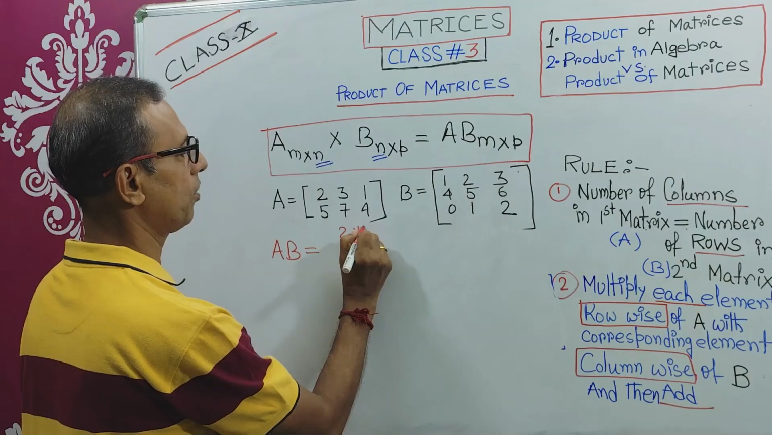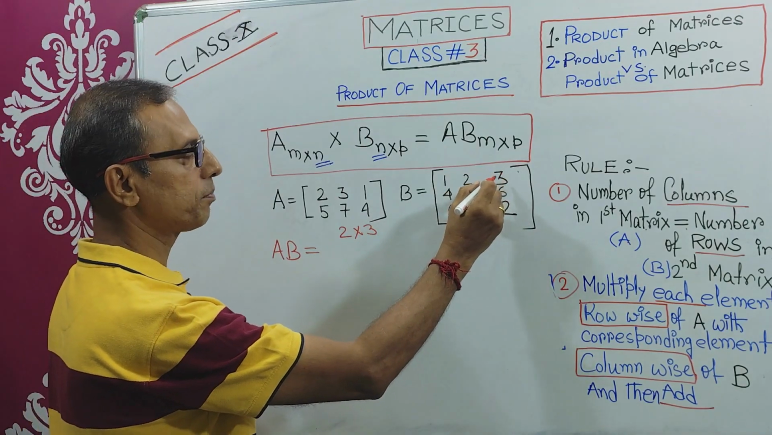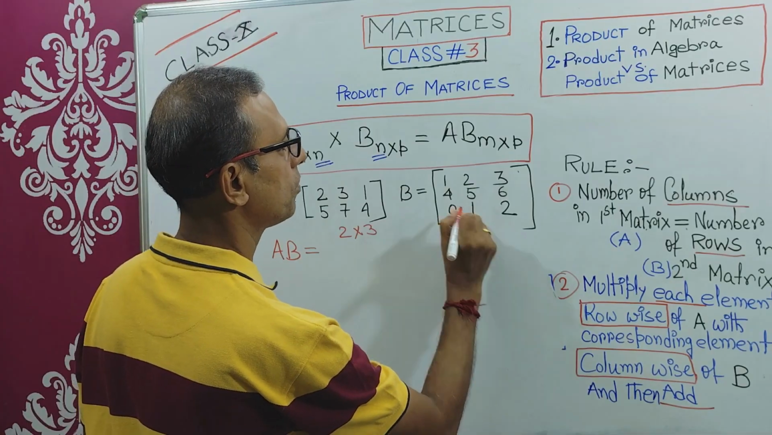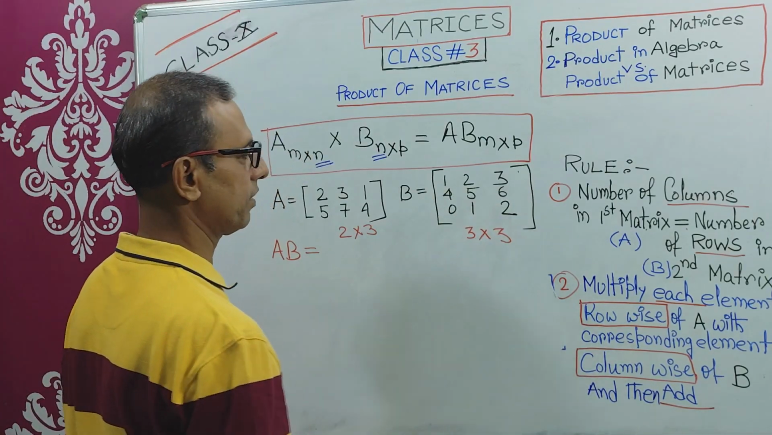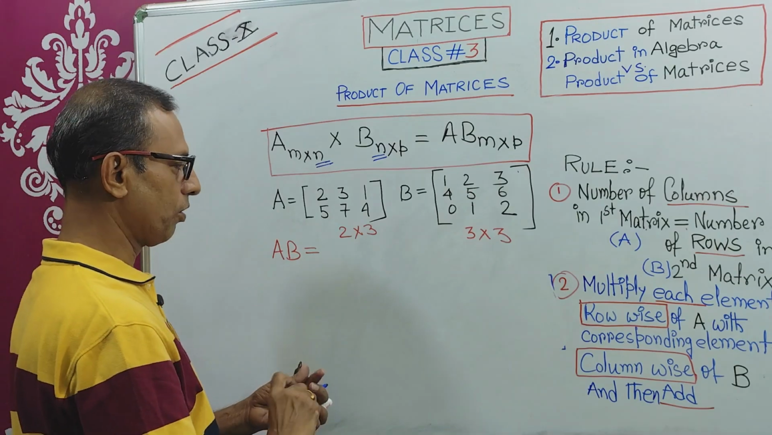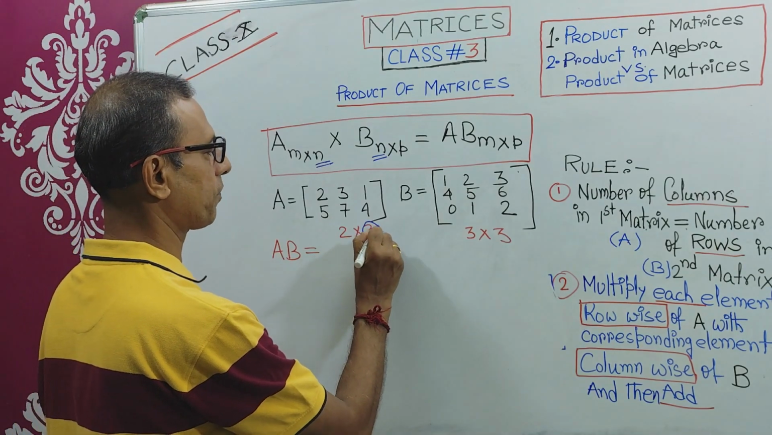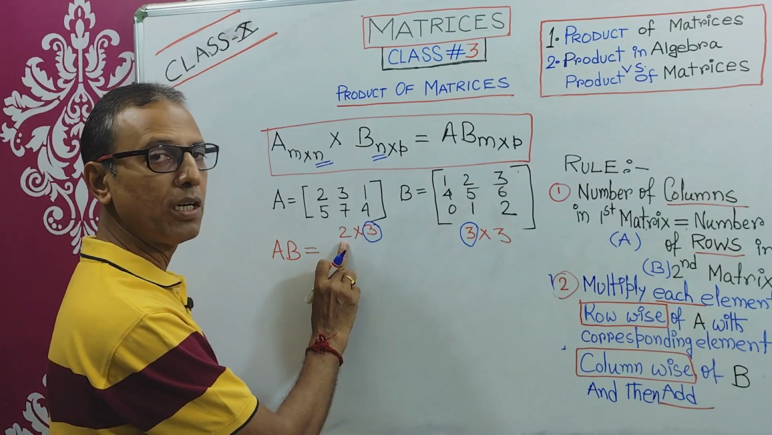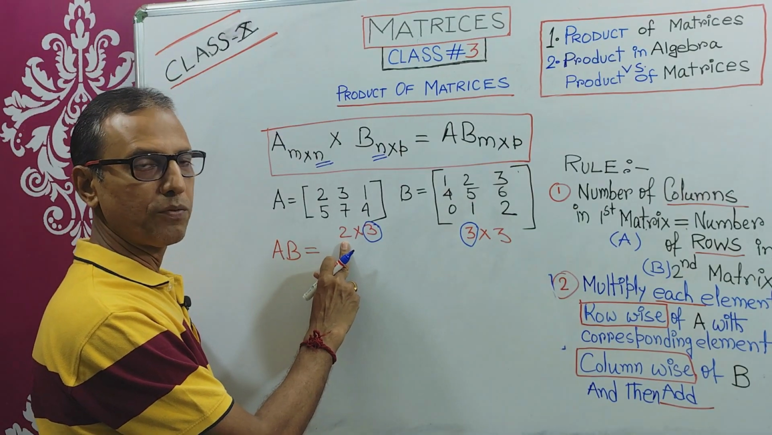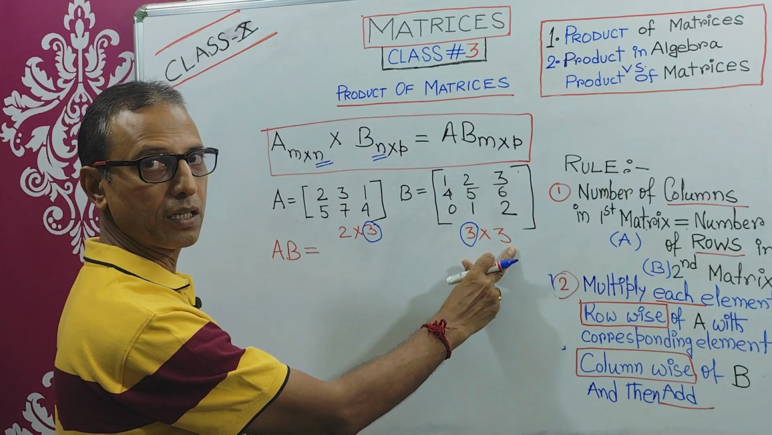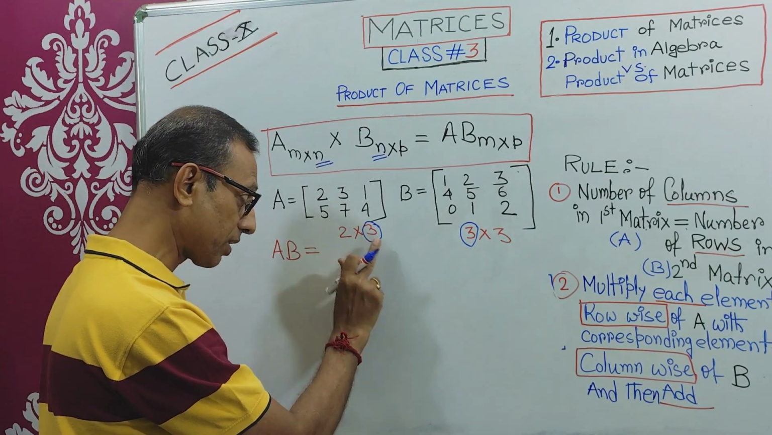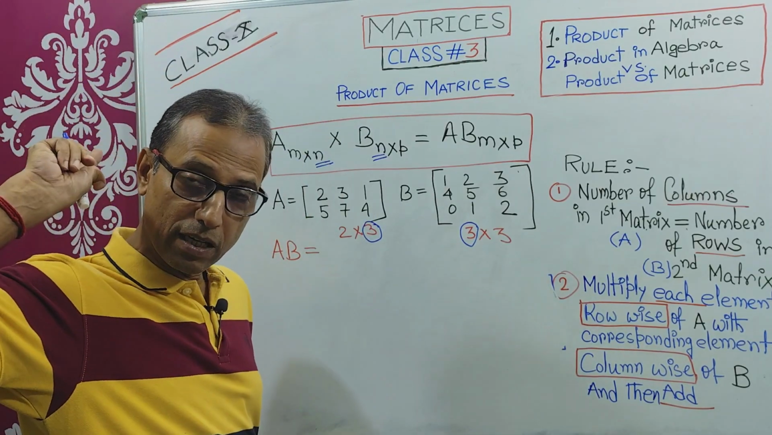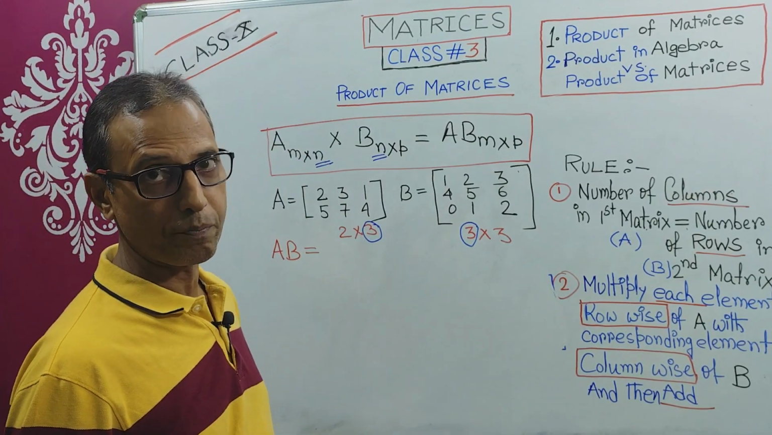So it is 2 by 3 order. And what is the order of matrix B? Number of rows 3 and number of columns is also 3, a 3 by 3 matrix. So that means the number of columns in the first matrix equals the number of rows in the second matrix. I don't care about the number of rows in the first matrix or the number of columns in the second matrix. The number of columns in the first matrix has to be equal to the number of rows in the second matrix. That is the condition for product of matrices.